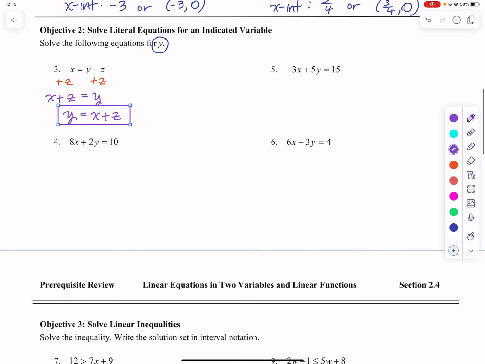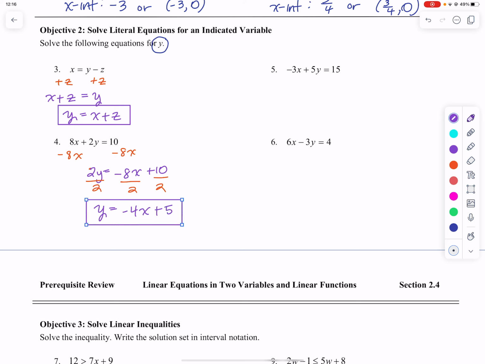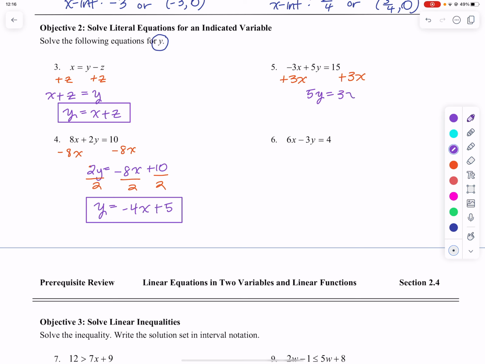Okay, looking at number 4, we're solving for y. We'll first go ahead and subtract that 8x and have 2y equals negative 8x plus 10. And then we'll divide every term by 2. And we will have y equals negative 4x plus 5. Looking at number 5, let's go ahead and add 3x. And we have 5y equals 3x plus 15. We will divide every term by 5. And we have y equals 3/5 x plus 3.